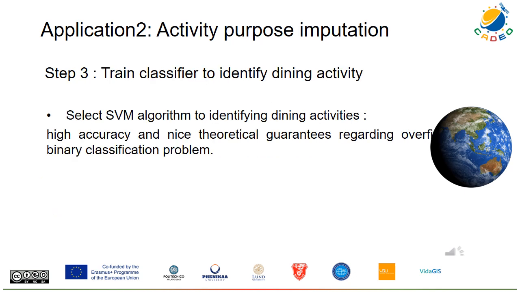Based on the 4 features, in step 3, a classifier will be trained to identify dining activities. Here, SVM is selected to identify dining activities. This is because SVM has high accuracy and nice theoretical guarantees regarding overfitting, and is also very suitable for binary classification problems.